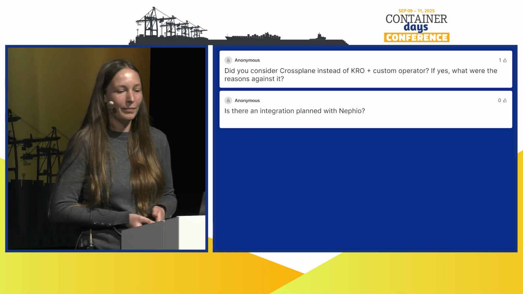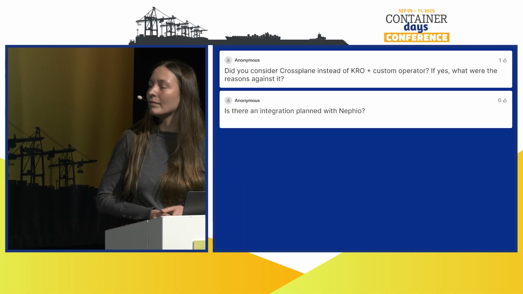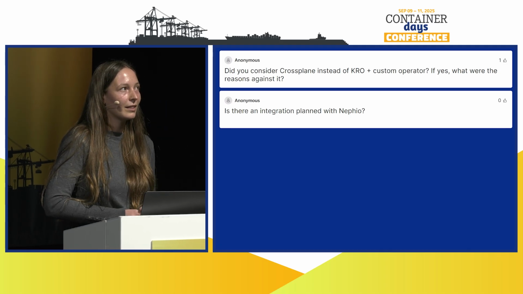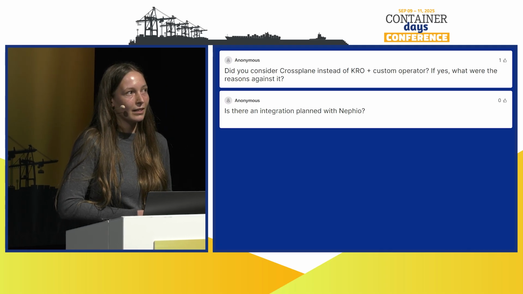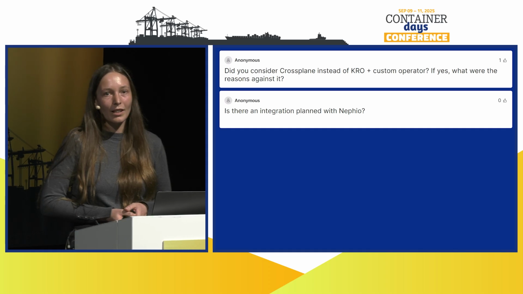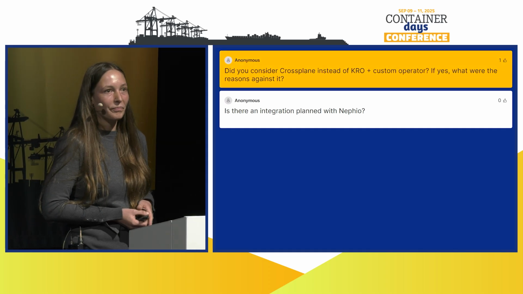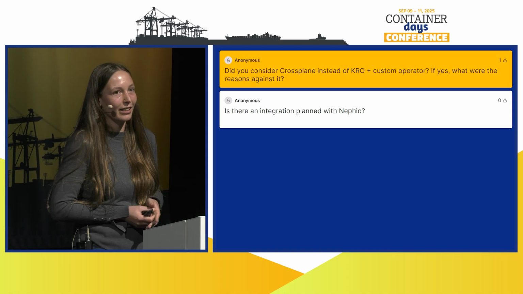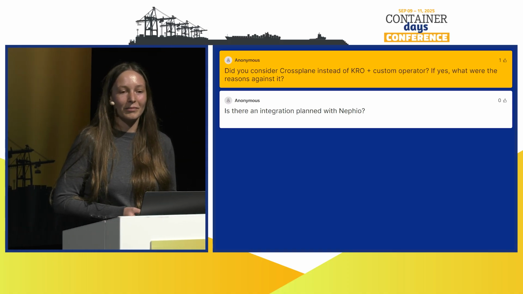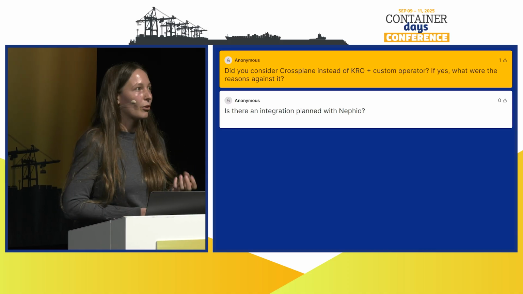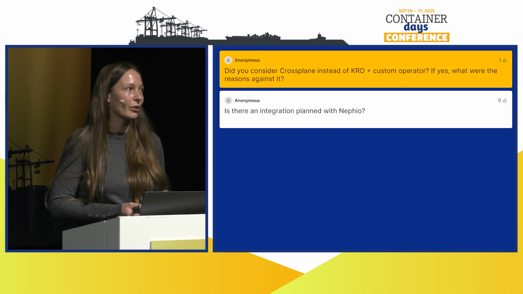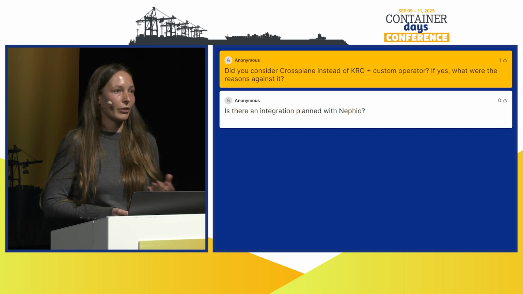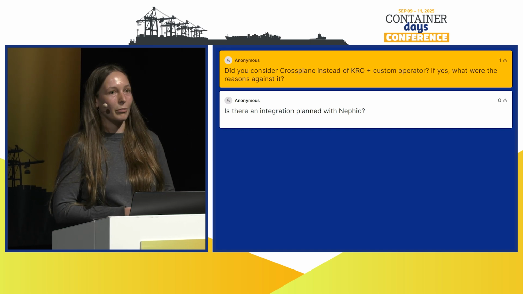Let's go for the two first ones. Did you consider Crossplane instead of CRO plus the custom operator? And if yes, what were the reasons against it? So I wasn't looking into the Crossplane option. So yeah, I think CRO for us was simpler to get started with. And yeah, I used it in this demo. So for the other cases, we have our custom-built operators.